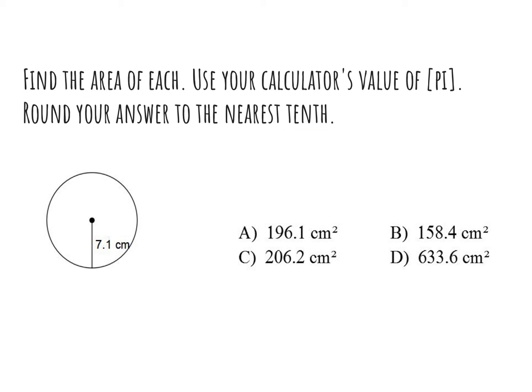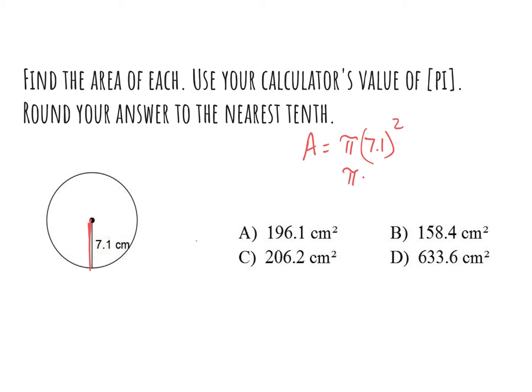So now you try. Find the area of the circle below. So again, identify our information. So the 7.1 is our radius. So area is going to equal pi times 7.1, which is our radius, and that is going to be squared. So what is 7.1 squared? That is going to give me 50.41.